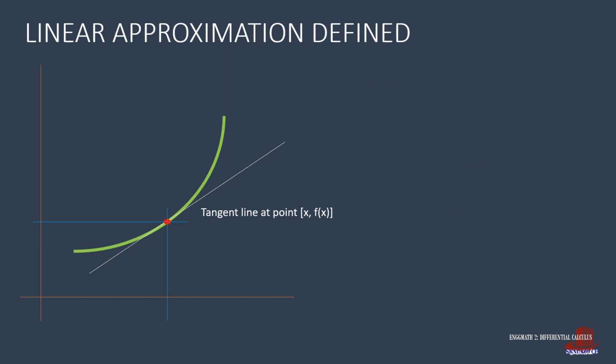With multiple points involved, let us place the point under consideration with the coordinates of a and f of a. If we take another point at b, which is close to the first, note that the alignment of the tangent line and the curve is almost the same, which would show that we can approximate f of b using the tangent line instead of the curve.